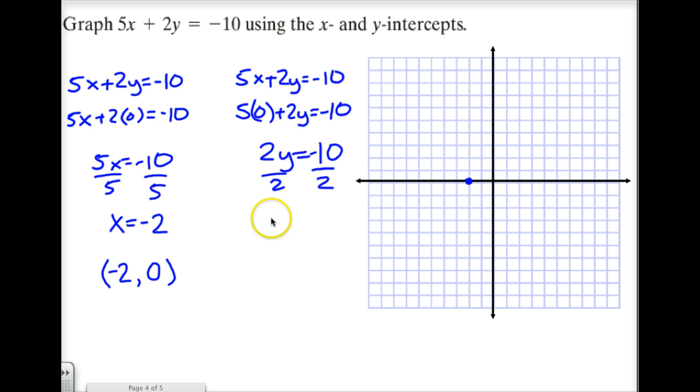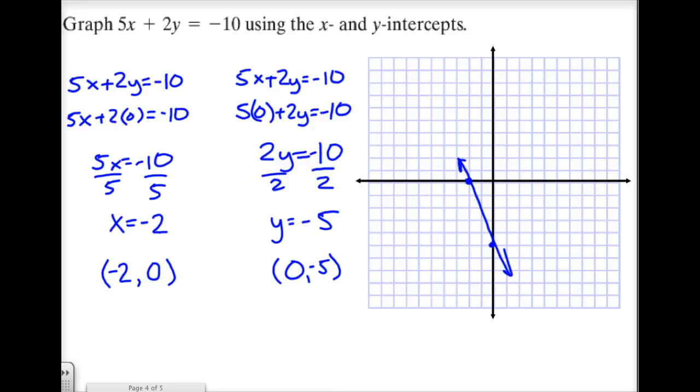Divide both sides by 2. Y equals negative 5. Again, writing it as a point, I put a 0 in for x, and my y is negative 5. So my y-intercept, go down 5 units on the y-axis and put a point. Now that I have 2 points on my graph, I'm just going to connect them with a straight line. Put arrows on my graph, and there is the graph of 5x plus 2y equaling negative 10.